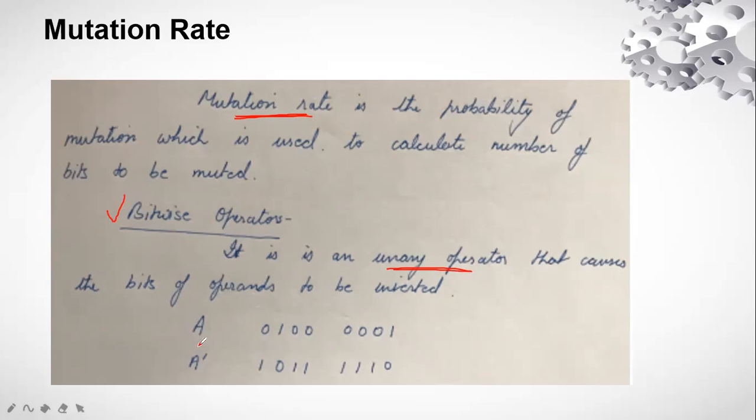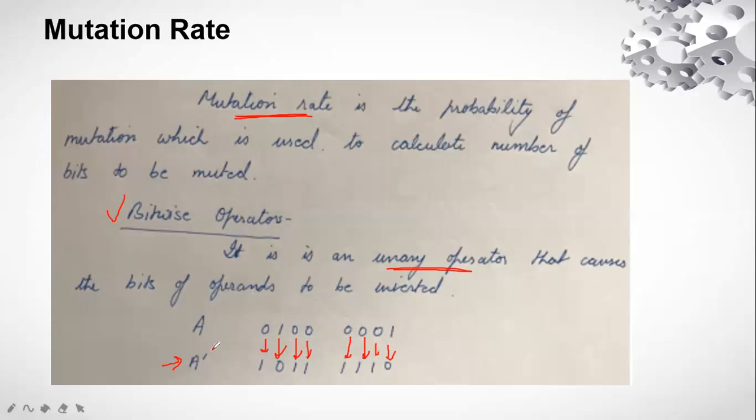Here, let's say this is a chromosome. This string of chromosome is there, 0, 1, 0, 0, 0, 0, 0, 1. When I'm applying the bitwise operator, I will invert all the bits. From 0, I'll make it 1. From 1 to 0, 0 to 1, 0 to 1, 0 to 1, 0 to 1, 0 to 1, and from 1 to 0. So what I have done is just inverted or flipped all the bits. That is how I apply the bitwise operator.